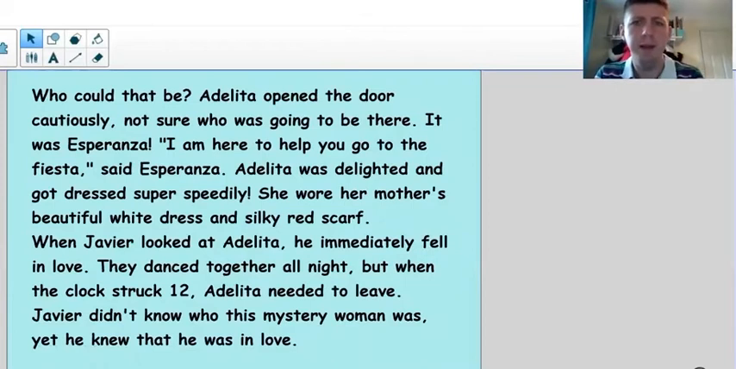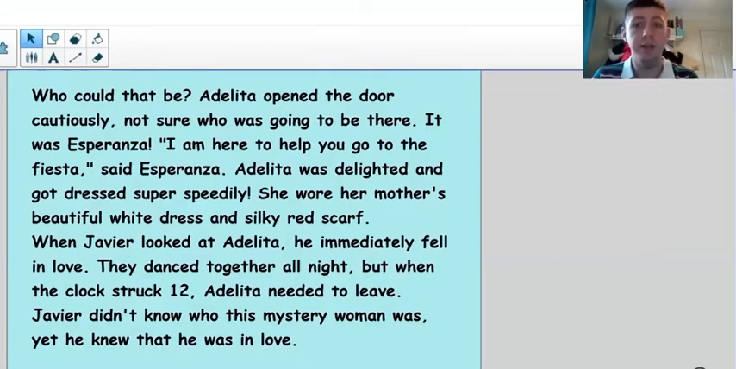Who could that be? Adelita opened the door cautiously, not sure who was going to be there. It was Esperanza. "I am here to help you to go to the fiesta," said Esperanza. Adelita was delighted and got dressed super speedily. She wore her mother's beautiful white dress and silky red scarf. When Javier looked at Adelita, he immediately fell in love. They danced together all night, but when the clock struck 12, Adelita needed to leave. Javier didn't know who this mystery woman was, yet he knew that he was in love.